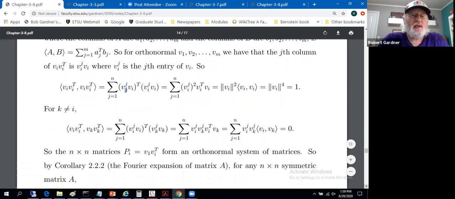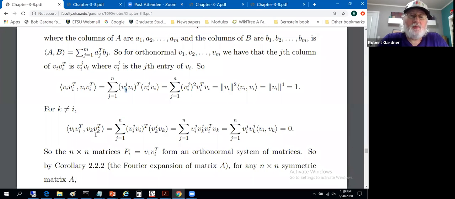What if we take the inner product of the outer product, v sub i transpose, with v sub k transpose? So we're looking at an inner product where some things are the same and some things are different, as we've often done when we've looked at orthonormal sets of vectors in the past. We're ultimately looking at an orthonormal system of matrices here. Okay, same situation.